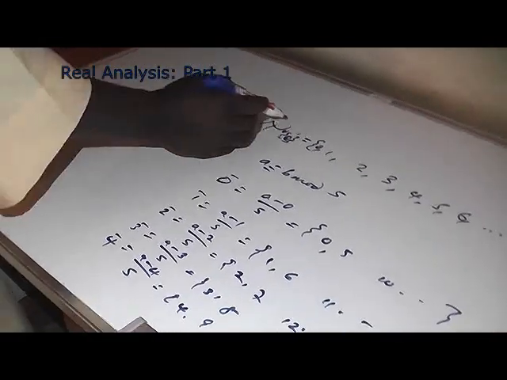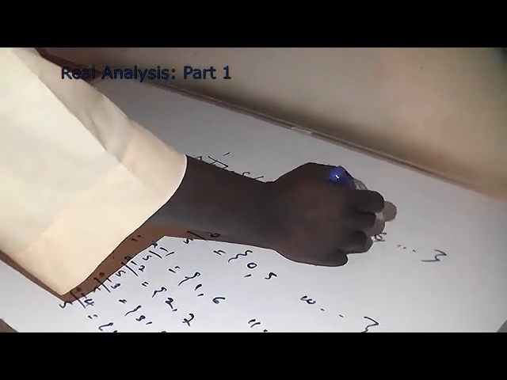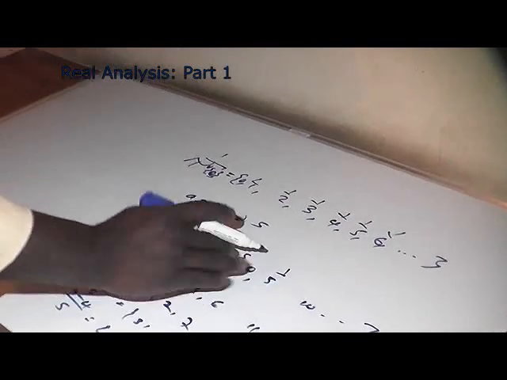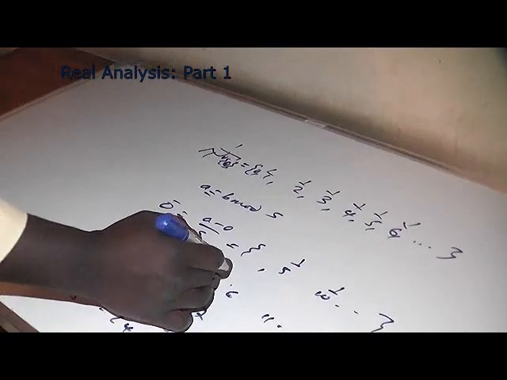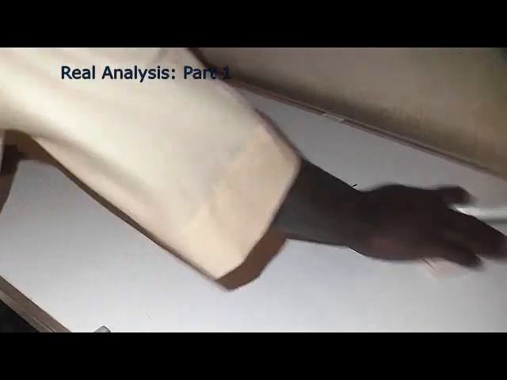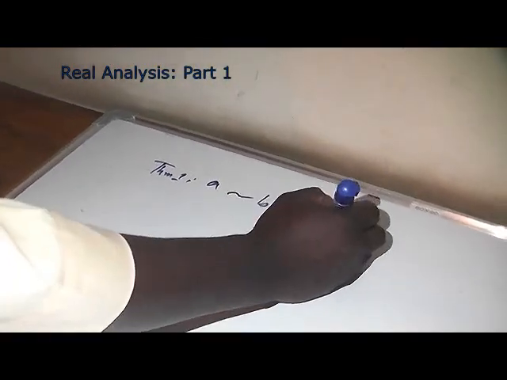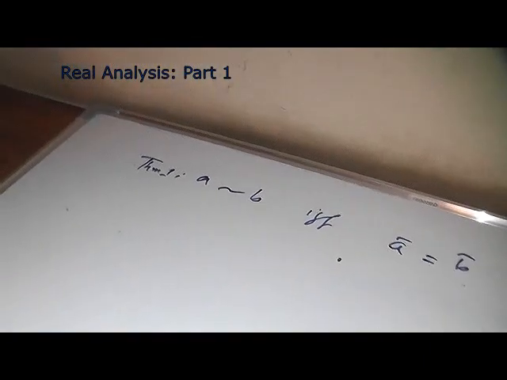Again, we can decide to partition 1 over by taking the inverse of each. Having said that, we take this theorem, theorem 1: A is strictly related to B if and only if the equivalent class of A equals the equivalent class of B.